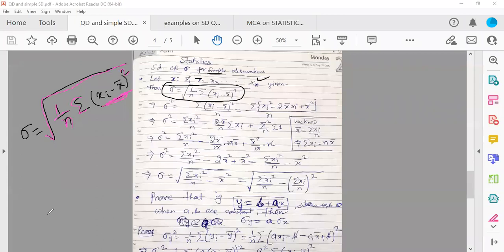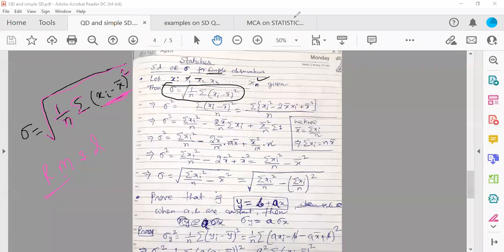That is sometimes called root mean square deviation. Root means square root, mean means average, square means the square, and deviation means deviation from mean. So this is basically the formula for the standard deviation.